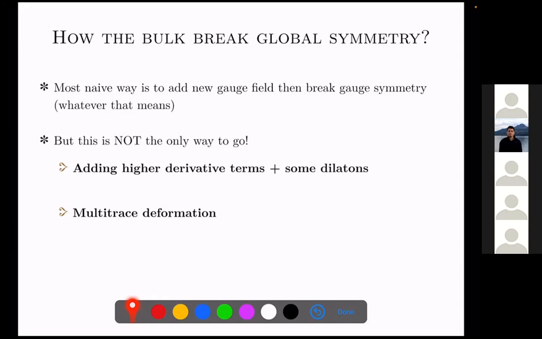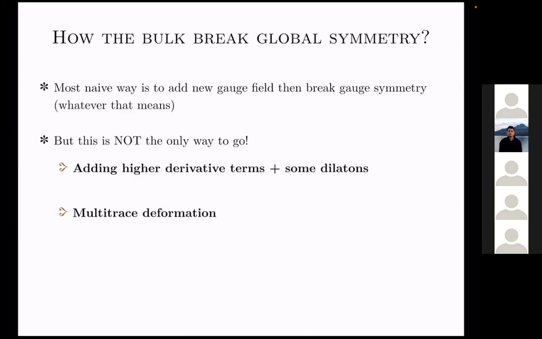But actually, it turns out that this is not the only way to go. There are many ways that the broken global symmetry can be manifest in the bulk. For example, you can add higher derivative terms, which seem innocuous in the paradigm where gauge symmetry becomes global symmetry, but it's actually not true. It does something else, and also some dilaton potential seems to be doing that, and multi-trace deformation is doing that as well.